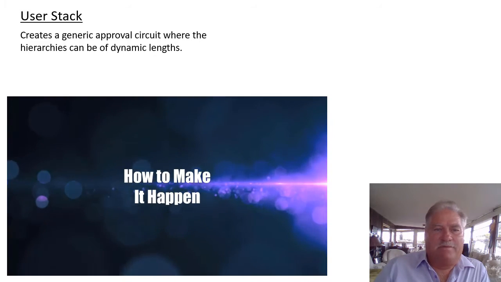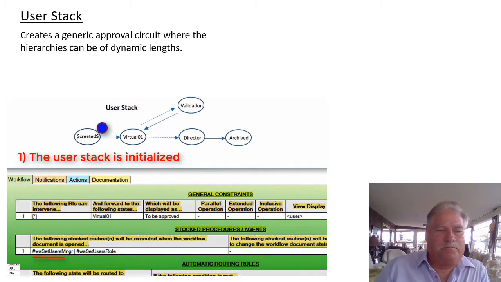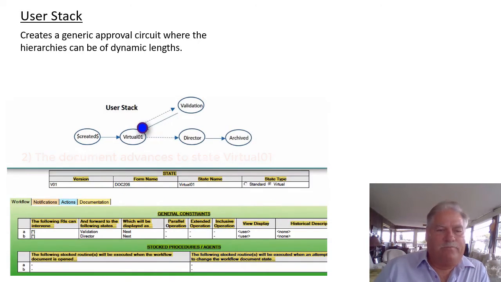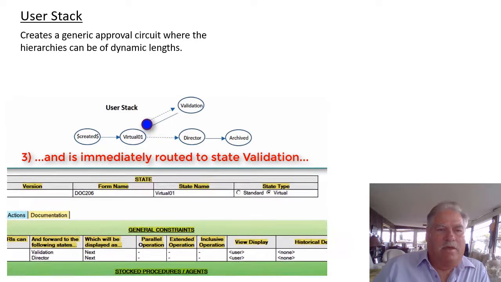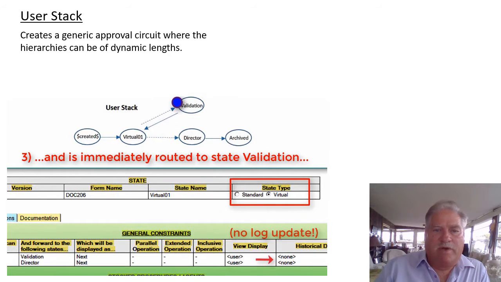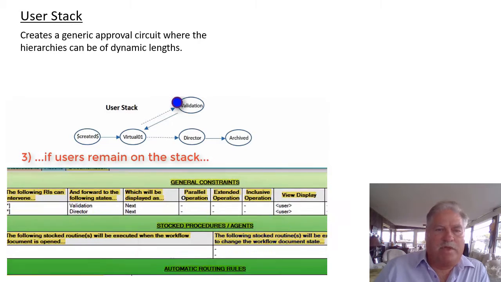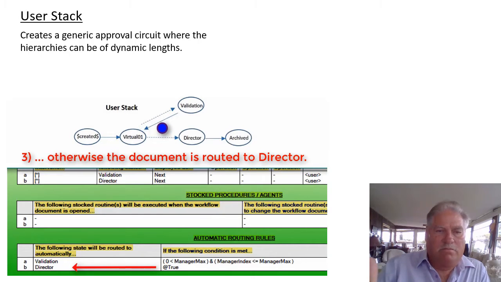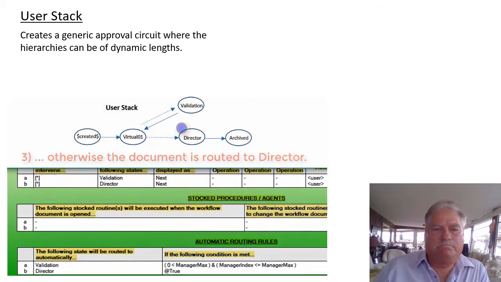So on to the definitions. As you can see here, the user stack is initialized in the initial state. That is the code abstraction that brings those users' names into the workflow document. And the document is immediately routed on to validation. As you can see, the virtual state definition. And there are the rules that say keep going until the stack is empty.